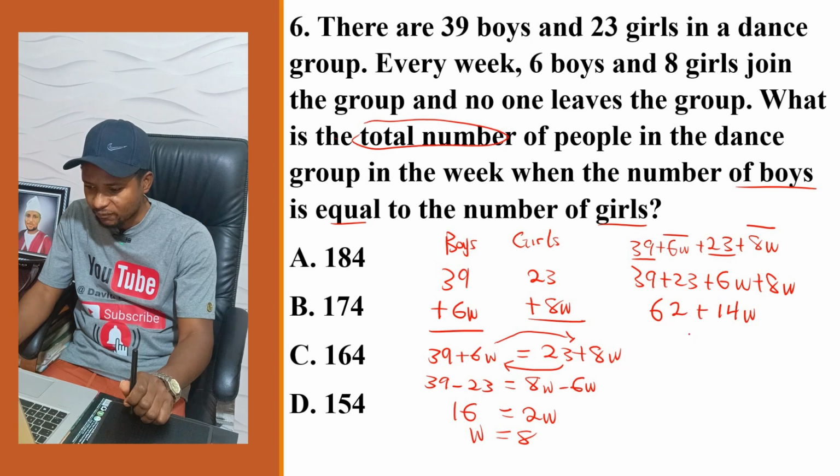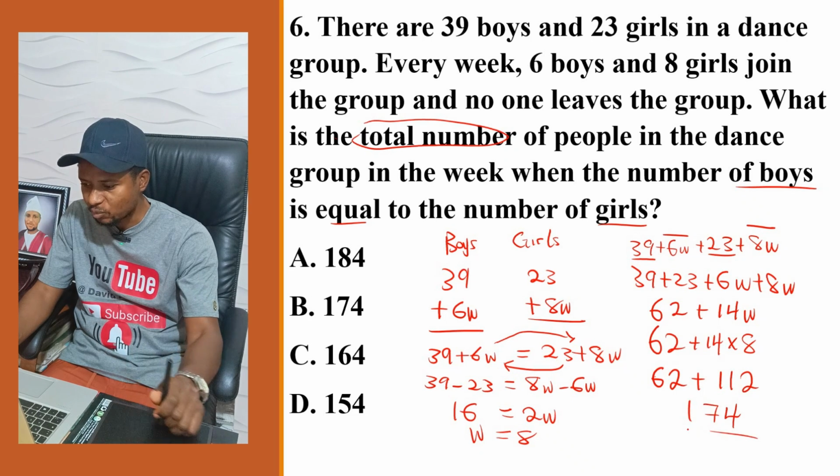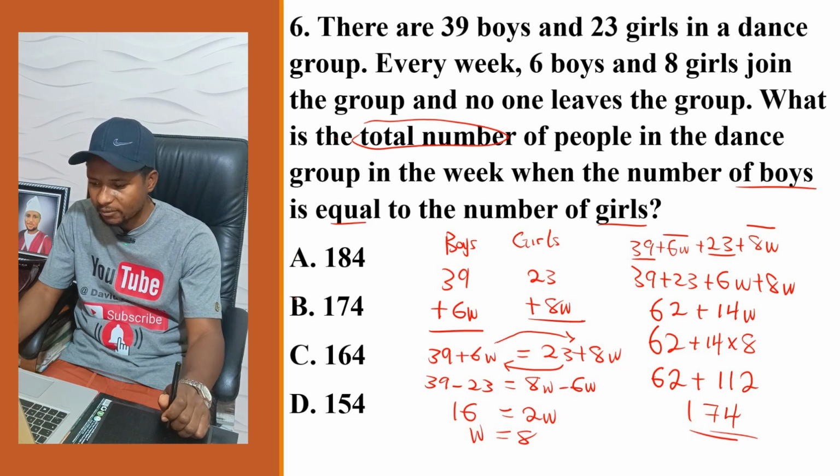Now we have gotten W to be 8. So you have 62 plus 14 times 8. 8 times 4, 32. Carry 3. 8 times 1, 8 plus 3, that will give you 11. 2 plus 2, you have 4. 6 plus 1, you have 7 and 1. So your answer is 174.